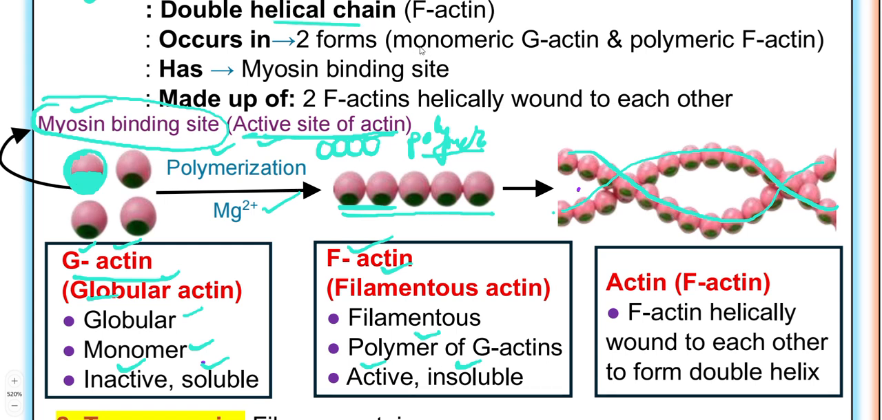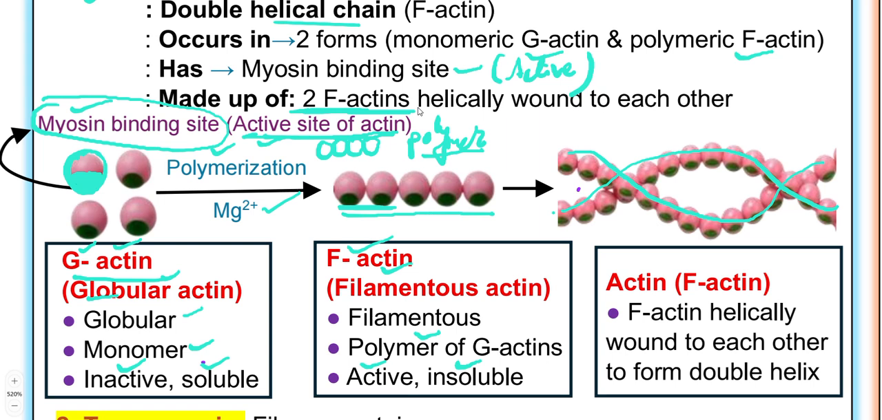So your actin occurs in two forms. One is the G actin, that is the monomeric unit, and then another one is the F actin. It has which site? Myosin binding site, which is also called the active site for the actin. Now it is made up of 2 F actin. So if I ask you about the actin, actin is nothing but 2 F actin. You will not say it is 2 G actin.